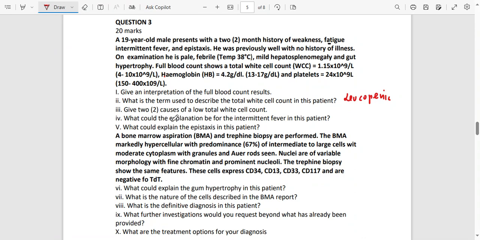We can do the next question. What could explain epistaxis? Epistaxis is bleeding in the nose. Why do we think this patient is bleeding? He is susceptible to bleeding. Yes, please. Thank you so much. Basically that, there is a reduction. Remember thrombocytopenia. And it means that for the slightest thing, you are not having any clots.